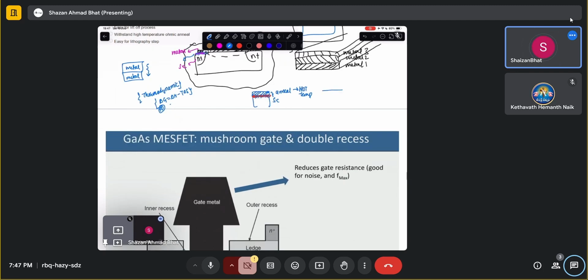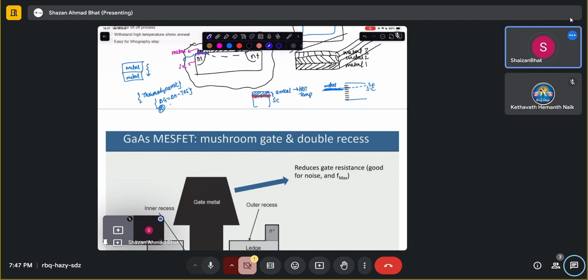Let's say if you have a metal like this, and if you have a semiconductor like this, and if you have the semiconductor's Fermi level like this, let's say these are all flat. This is the metal's Fermi level. Then you know that you have surface or trap states here.